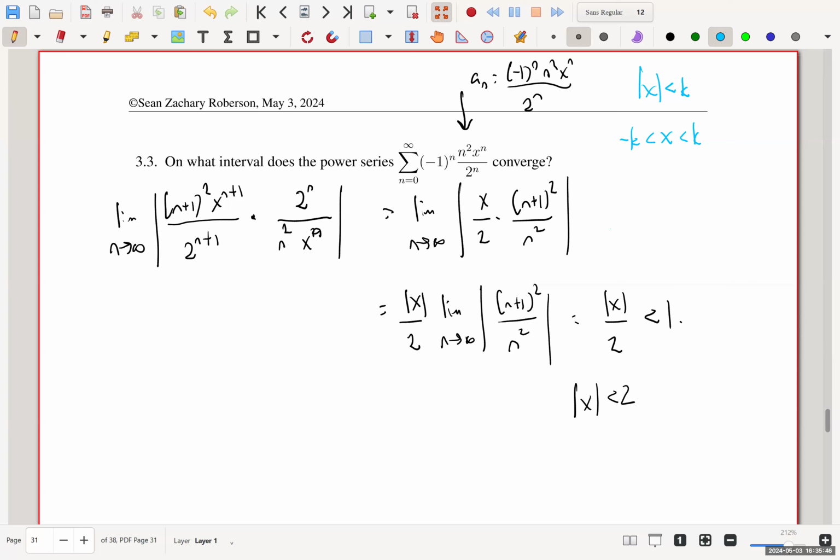Radius of convergence of 2, but we're guaranteed convergence on this open set, and we got to check the boundary. You have to plug in x equals 2, x equals negative 2. So you have to check the boundary. All right. I want to look at 3-7.